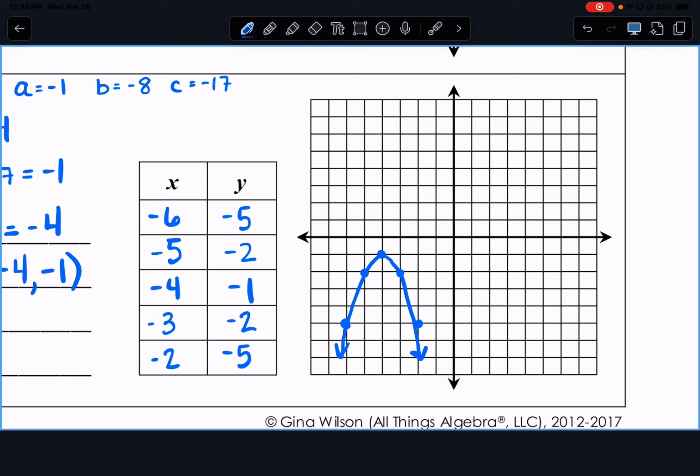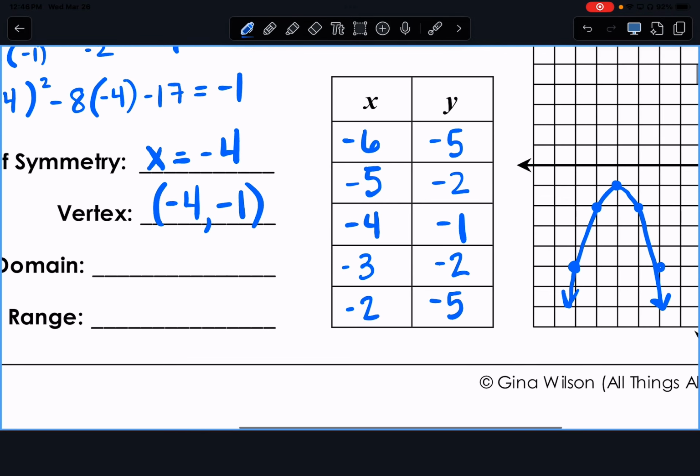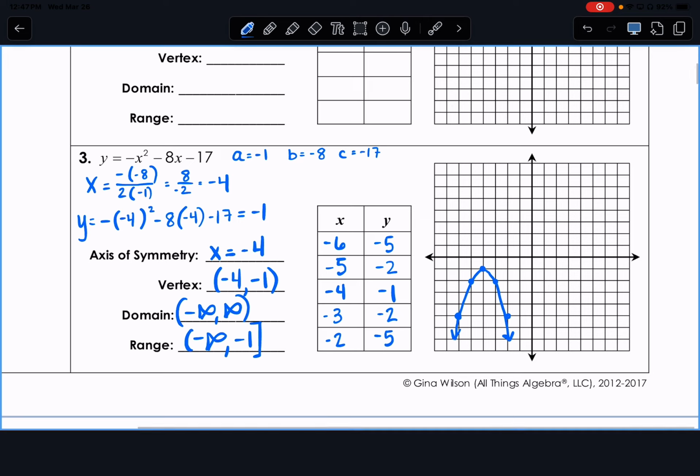All right, and so our graph should look like this, okay? For this one, what is the domain? Does it ever stop going left? Does it ever stop going right? So that's negative infinity to positive infinity. Does this graph ever stop going down? So we do negative infinity. Does it stop going up? Where? Negative 1. And we use a bracket for that. And that is how we graph quadratics from standard form.